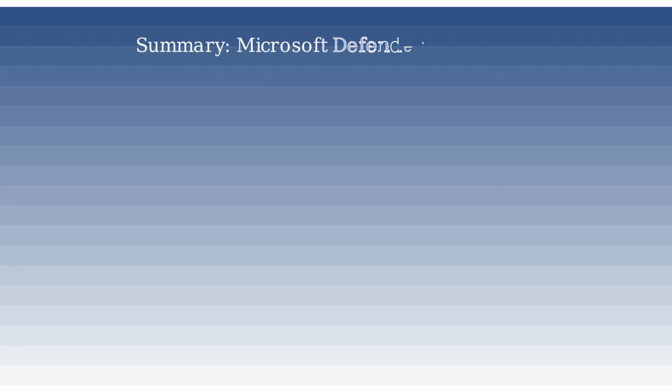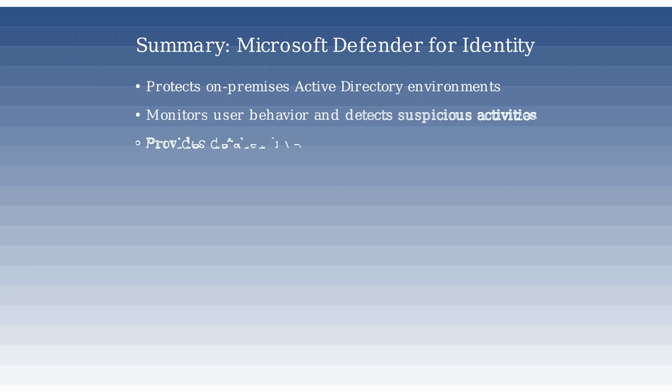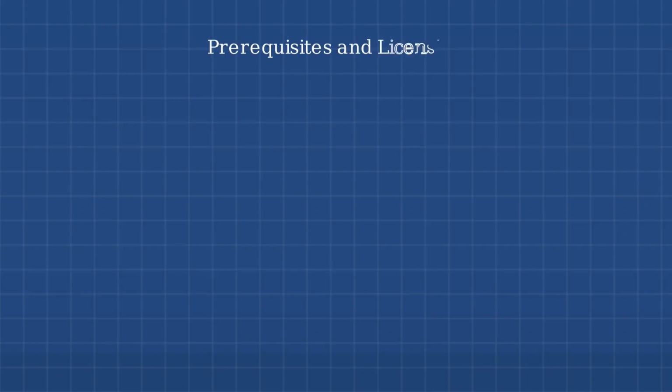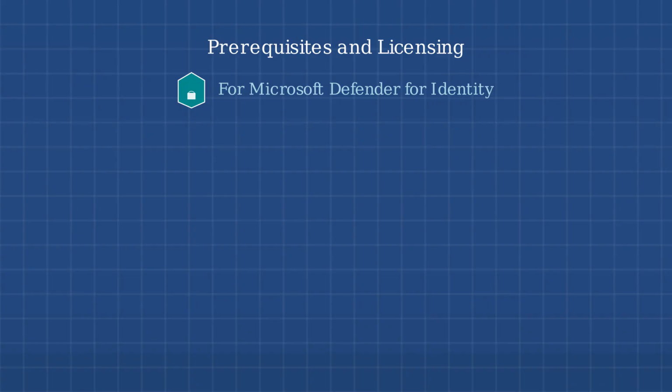To summarize, Microsoft Defender for Identity helps protect your on-premises Active Directory environment from advanced threats. It monitors user behavior, detects suspicious activities, and provides detailed investigation capabilities. With its integration into Microsoft Defender XDR, it delivers a unified security operations experience to enhance your organization's overall security posture. Before implementing Microsoft Defender for Identity, let's ensure you have all the necessary prerequisites and licensing in place.